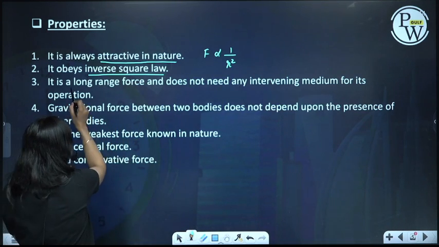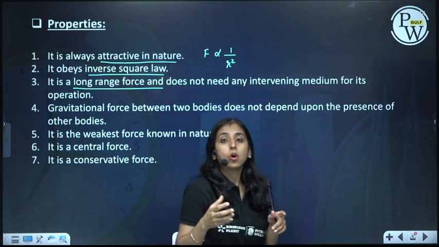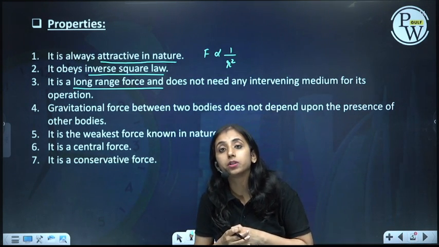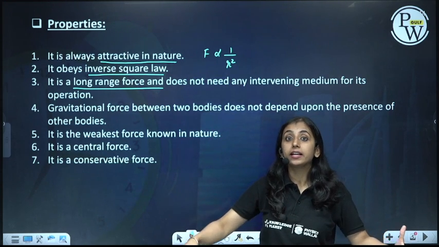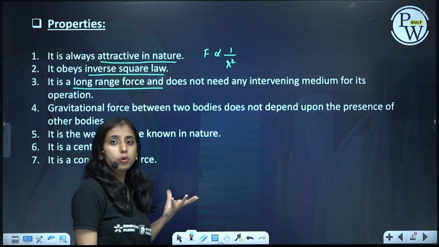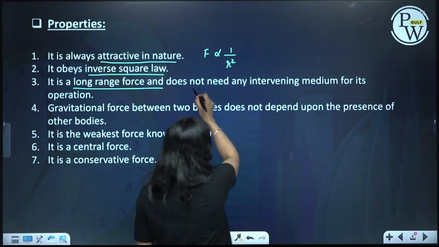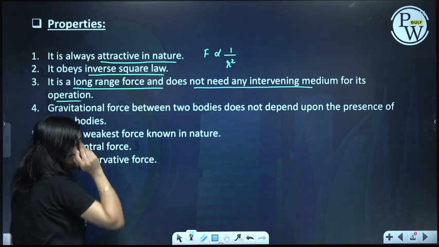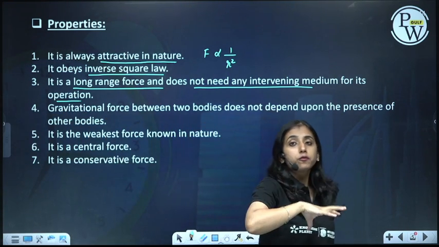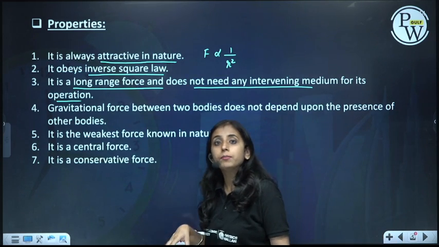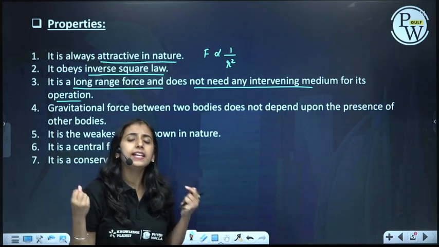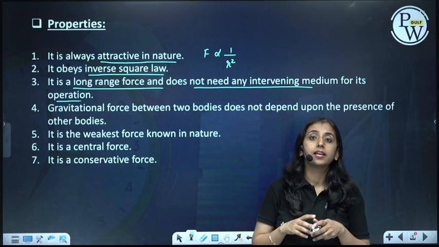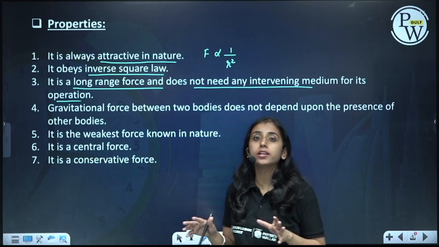It is a long range force. When will gravitational force become zero? When the distance between two bodies is infinitely large, then it will become zero. So it is a long range force and does not need any intervening medium for its operation. If there is vacuum or any medium, air, water, oil, gravitational force will always act between two masses. It doesn't need any medium for its operation.